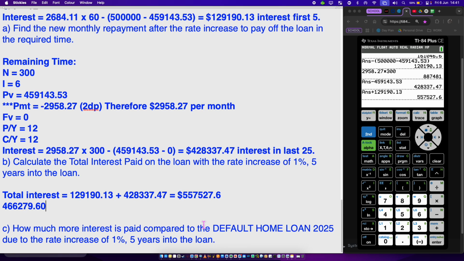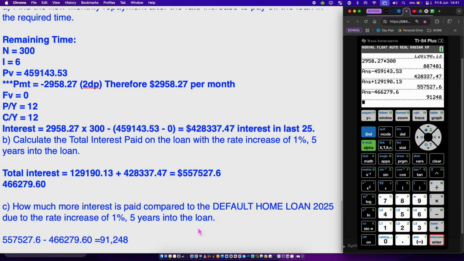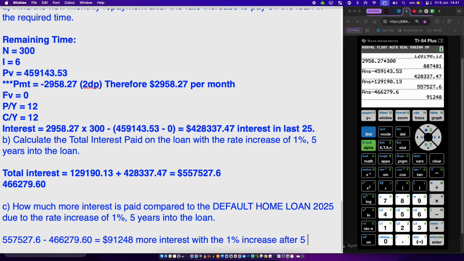Okay? How much more interest is paid compared to the default loan? You're going to go 557,527.6 minus 466,279.60. It recalculated it. I thought we turned that off. More interest with the 1% increase after 5 years.